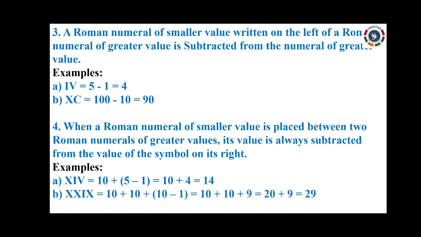B sum, XIX. Here I is present between two greater values X. The right side of I is X. So, subtract I from X. So, X plus X plus X minus I. The value of X is 10. Value of I is 1. So, 10 plus 10 plus 10 minus 1. 10 plus 10 plus 9, which is equal to 29.